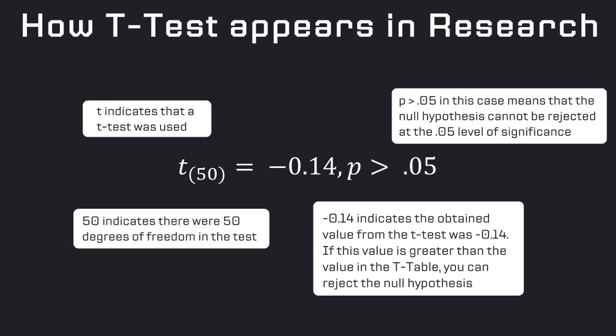Finally, the p greater than 0.05 means that there was more than a 5% chance that the results of the experiment can be accounted for by random chance. This means that the null hypothesis from this experiment cannot be rejected.